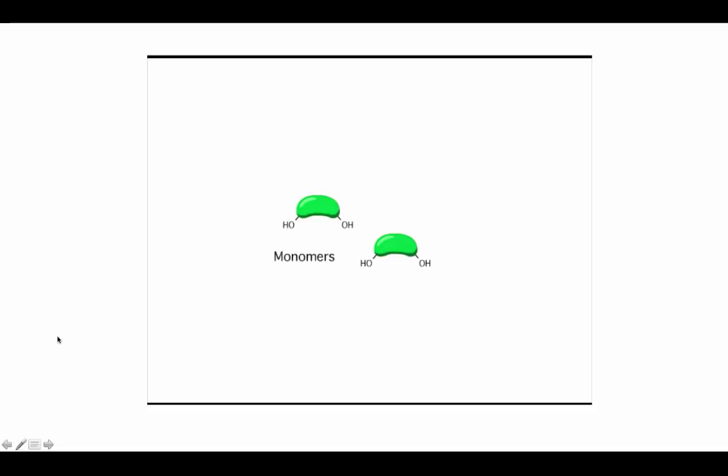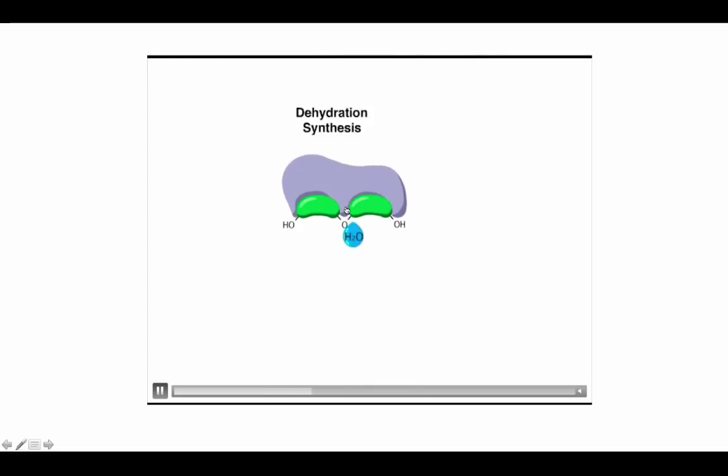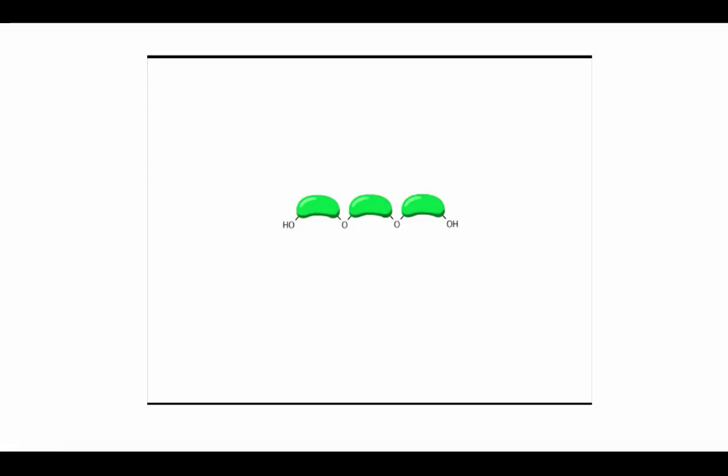So here we have 2 monomers. Each of them have hydroxyl groups as part of them. And what we're going to see once this animation gets to this point is there's going to be an enzyme that comes in right here that holds these 2 close together. And the hydroxyls are going to remove two hydrogens and an oxygen and then form these bonds using oxygen between the two components.